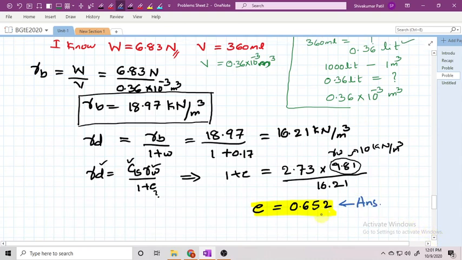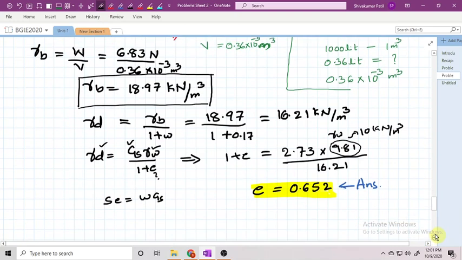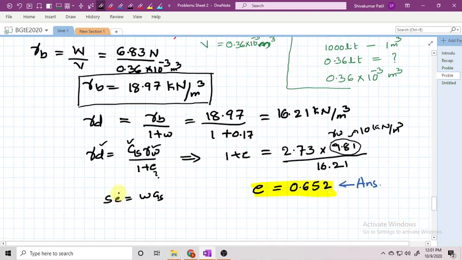Next, one more thing they are asking. What is that? Degree of saturation also they are asking. How can I find the degree of saturation? So S into E equal to W into Gs, which I know. So the only unknown is S. E I know, I just found it. Water content I know, specific gravity I know.